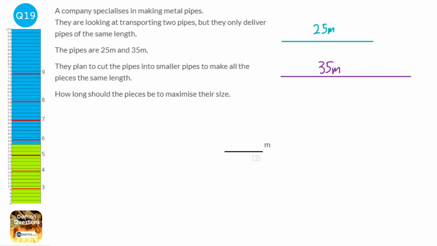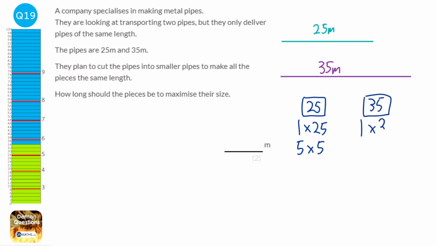To find the highest common factor, what we do is we just find the factors of 25, which is 1 and 25, and 5 and 5, and the factors of 35, which will be 1 and 35, and 5 and 7. And the highest common factor is the highest number in both lists, so it's 5.